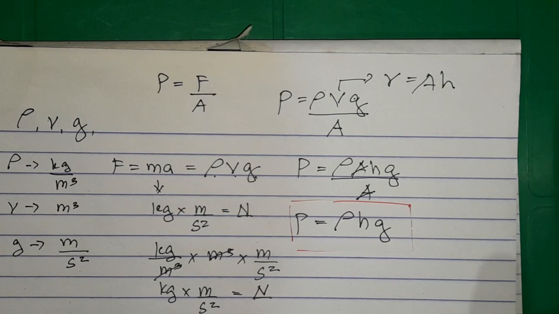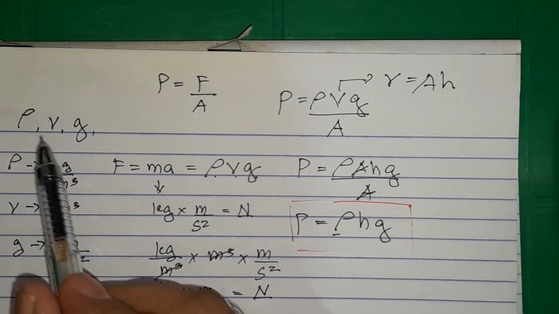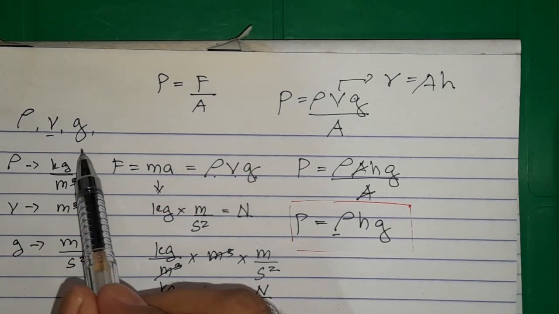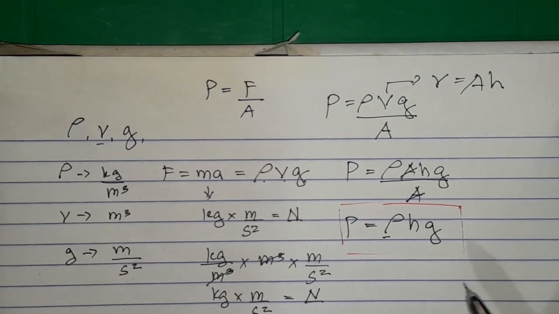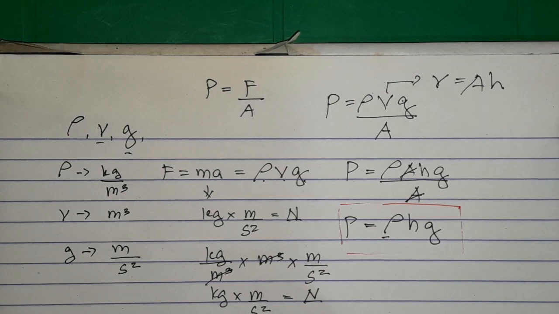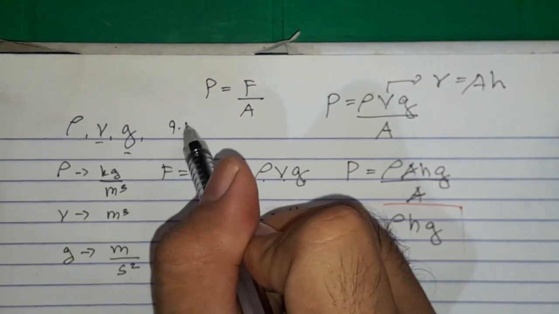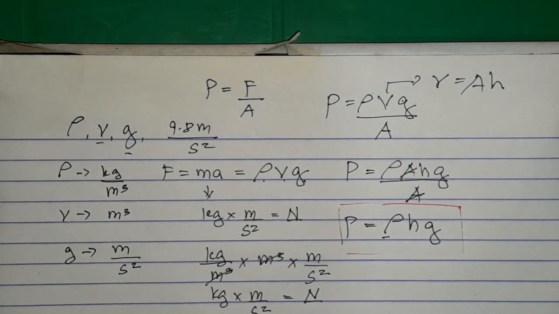So this will be the equation that we're going to use to determine the pressure, provided that what is given in the problem are the density and the height. If the problem is stated or measured on Earth, we can use the magnitude of gravity, which is 9.8 meter per second squared.